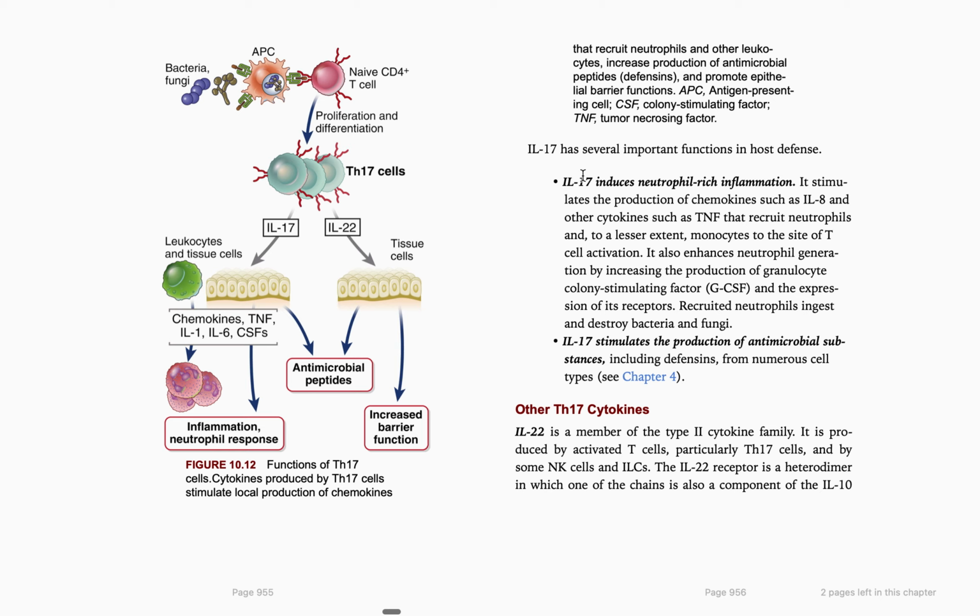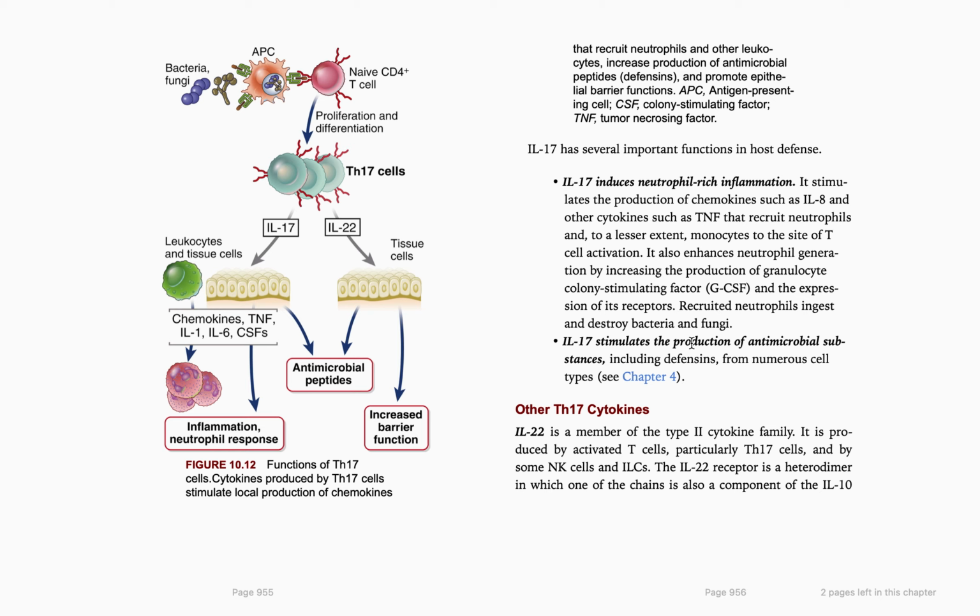So interleukin 17 has several important functions in host defense. One, interleukin 17 induces neutrophil-rich inflammation. It stimulates the production of chemokines such as interleukin 8 and other cytokines such as tumor necrosis factor to recruit neutrophils and, to a lesser extent, monocytes to the site of T cell activation. It enhances neutrophil generation by increasing the production of granulocyte colony stimulating factor and expression of its receptor. Recruited neutrophils engage and destroy bacteria and fungi. Interleukin 17 also stimulates the production of antimicrobial substances including defensins in numerous cell types.